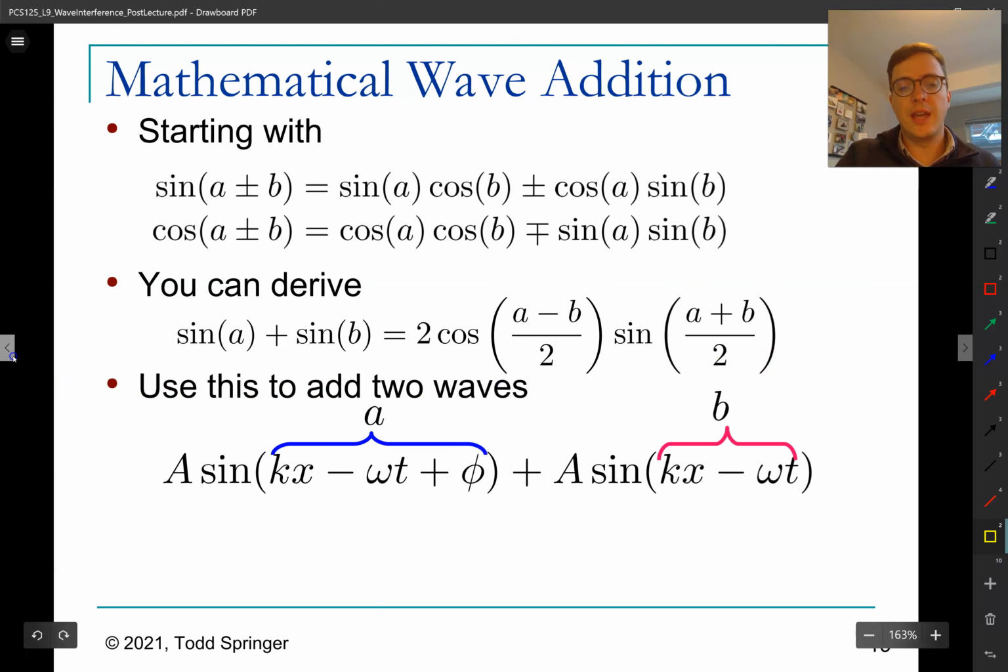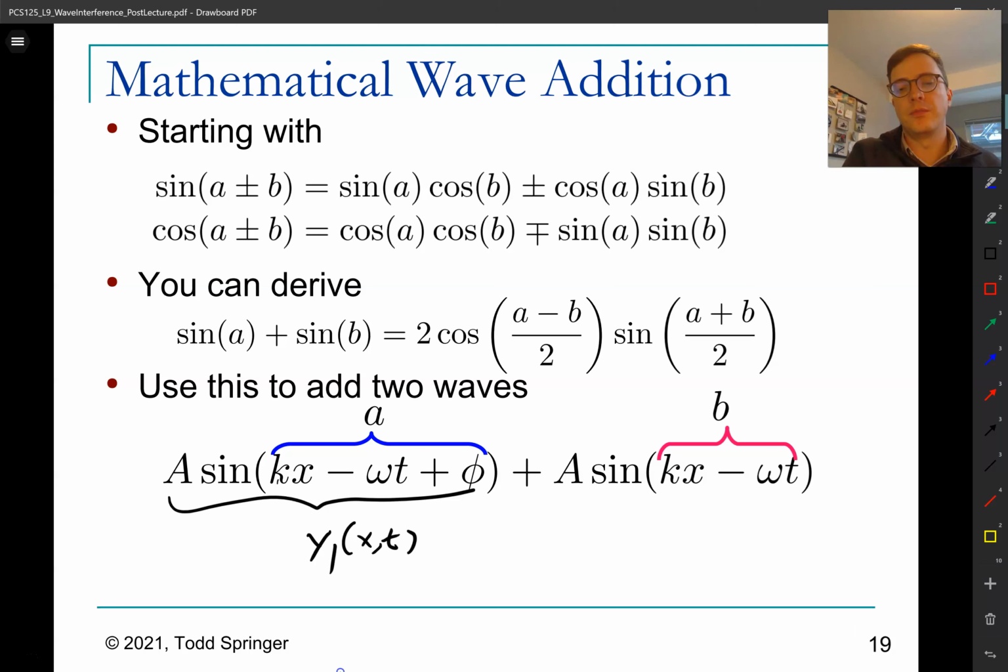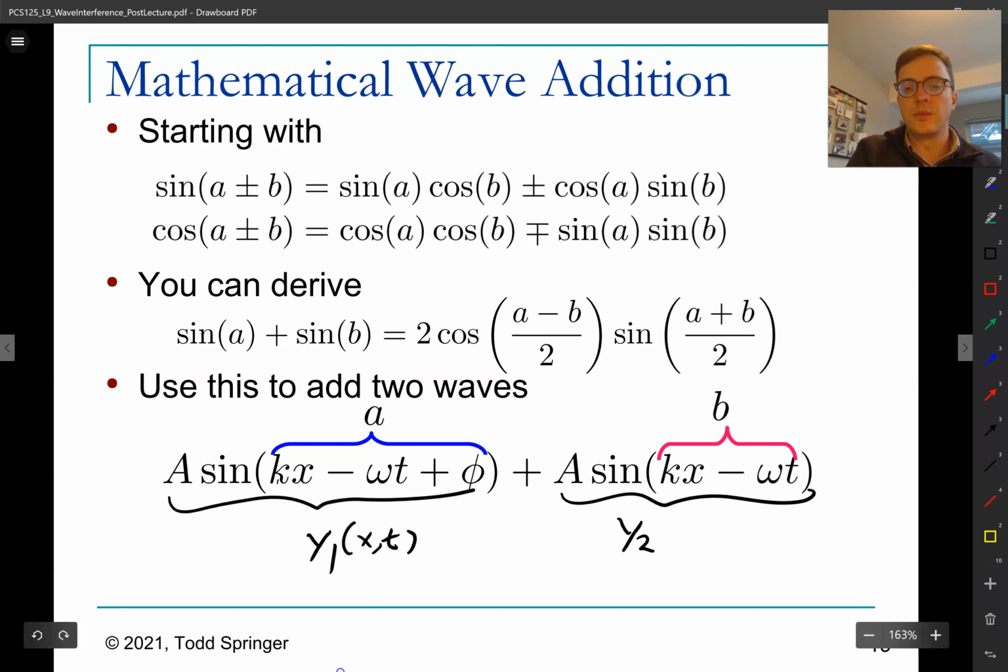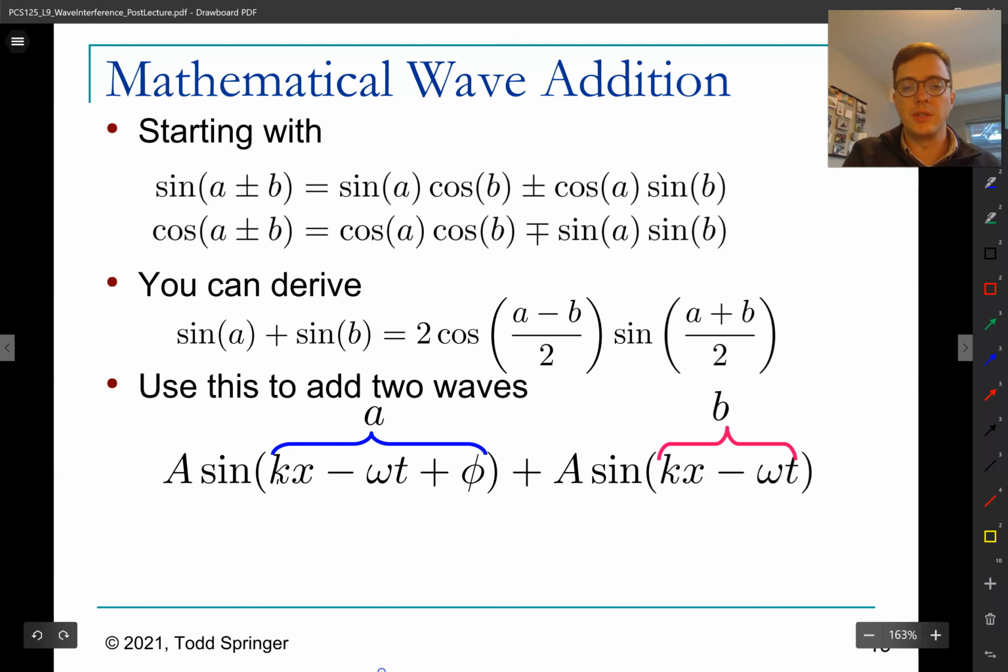So we're going to do this. Let's try to add two waves together. Let's say here is wave 1, y1 of x and t. It has amplitude A, wave number k, frequency omega, and phase phi. And then I've got another one, y2 of x and t, which has the same amplitude, the same frequency, but a different phase. In fact, this one has 0 phase. So the only difference between these two waves is that one has a phase shift and the other doesn't. There's a phase difference between them, with the same amplitude and the same frequency.